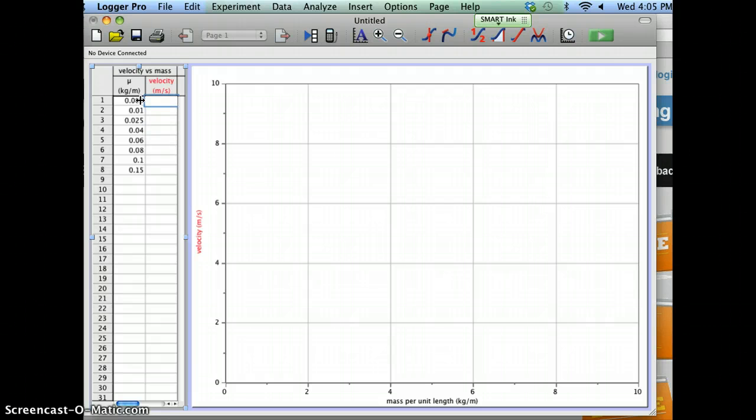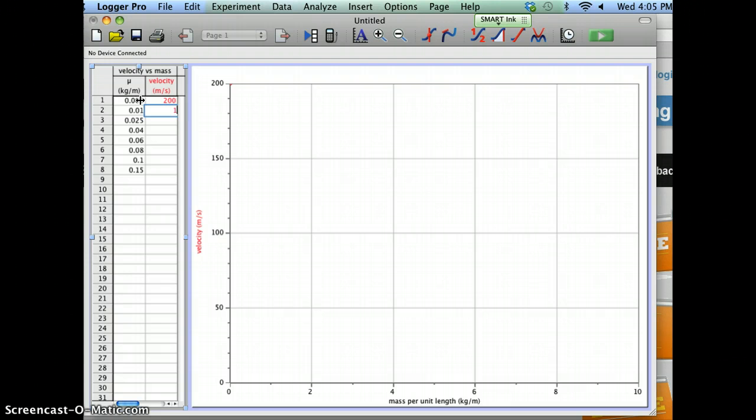And for velocities, I've got 200. Then I've got 141. Then I've got 89.4. Then I've got 70.7. Then I've got 57.7. And I've got 50. Then I've got 44.7. Then I've got 36.5. Okay, so let's see what we got here.